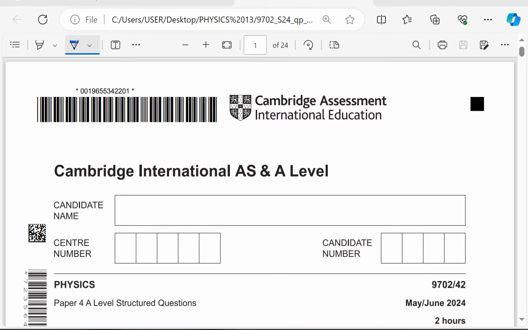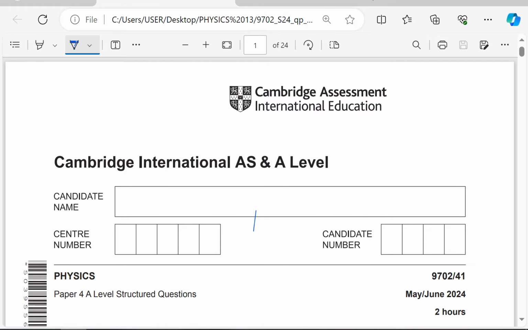So I'm going to solve paper 4-1, I mean 4-2 and 4-1. I want to start with paper 4-1. I'm going to solve paper 4-1 because 4-1 and 4-3 are the same. I'll only solve paper 4-1 and paper 4-2 because 4-3 and 4-1 are the same.